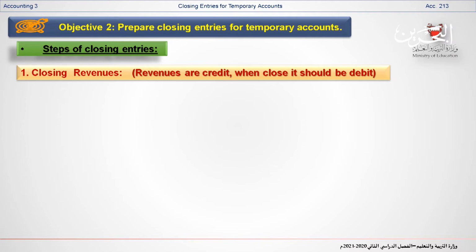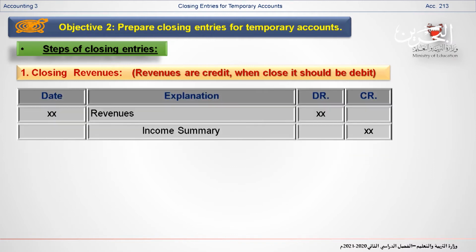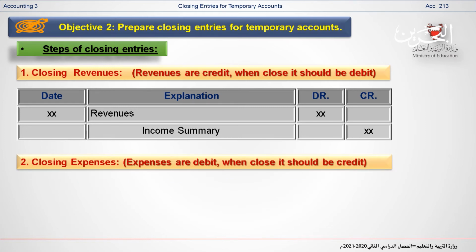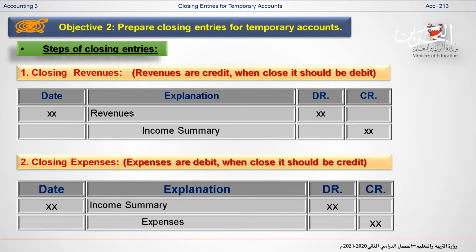To start with, the first step is to close revenues. As you know, the normal balance for revenue accounts is credit. But when you close them, you have to make the following entry: debit each revenue account for its balance and credit income summary for total revenues. The second step is to close expenses. As you know, the normal balance for expense accounts is debit. But when you close them, you have to credit each expense account for its balance and debit income summary for total expenses.